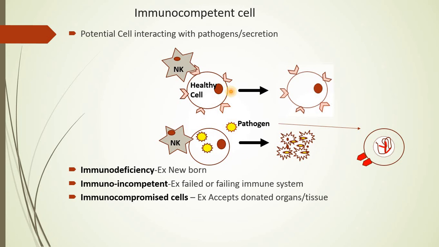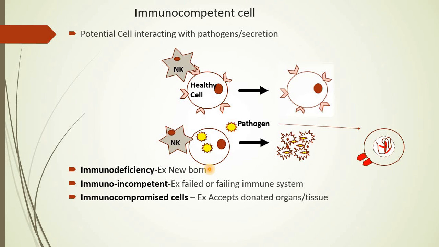Now, this immunocompetent cell is totally opposite to terminologies like immunodeficiency, immunoincompetent cells, or immunocompromised cells, which are commonly used in textbooks of immunology. So let us see what immunodeficiency is. Immunodeficiency refers to cells which are not capable of showing immunity against infection. The best example is the newborn.